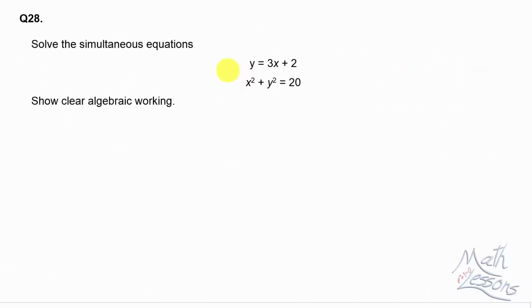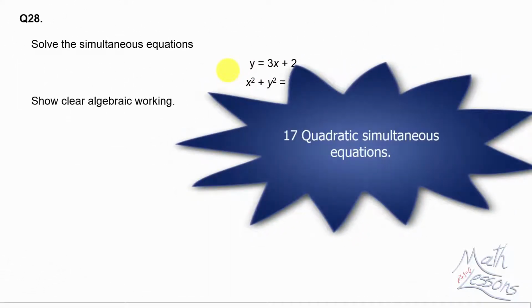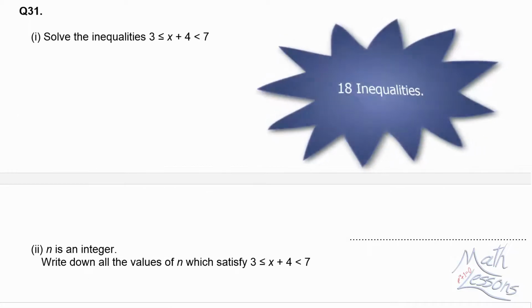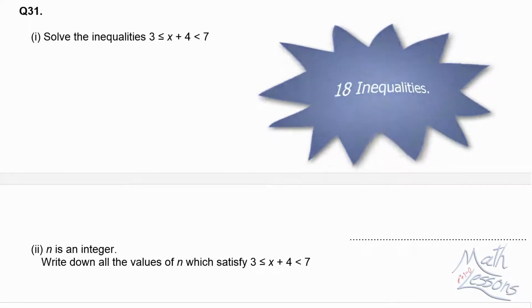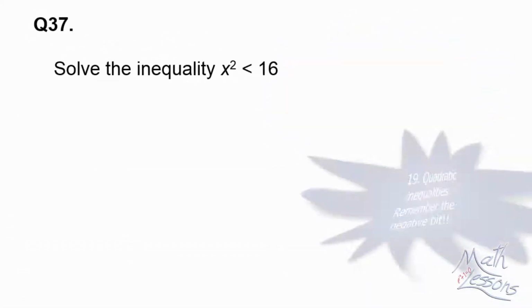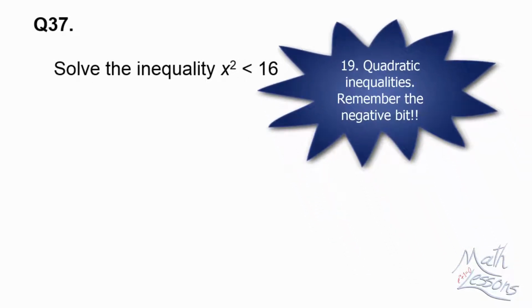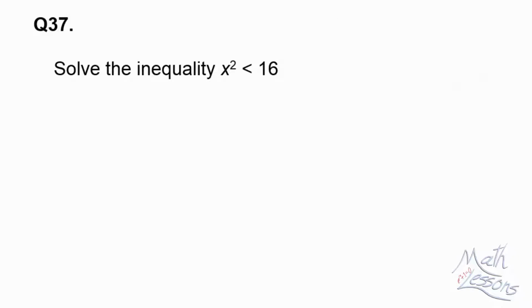You may get the quadratic simultaneous equation not hidden, so know that you've got to substitute the 3x plus 2 in where the y is to do these. There haven't been any inequalities so far, so make sure you can do these. Quadratic inequality comes up every now and then. You need to realize there's going to be two sections to this, okay? x will be less than 4, but it will also be bigger than minus 4. Make sure you understand why that is.